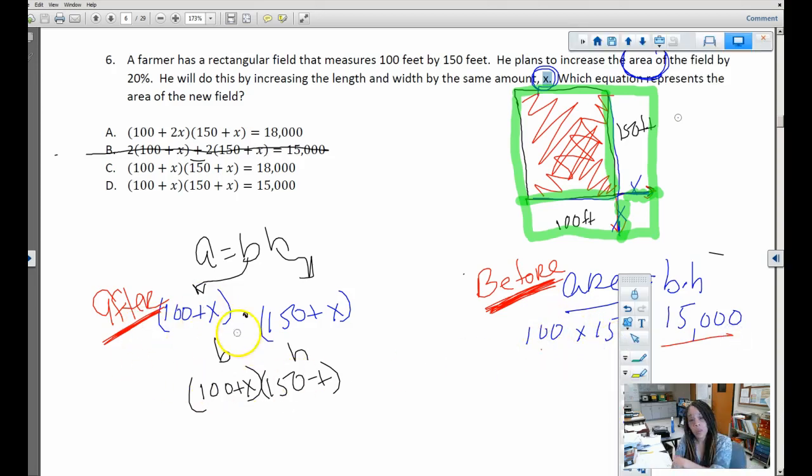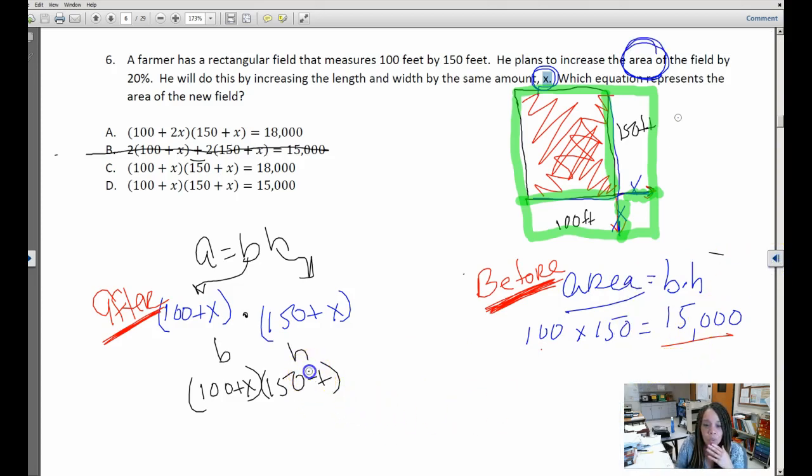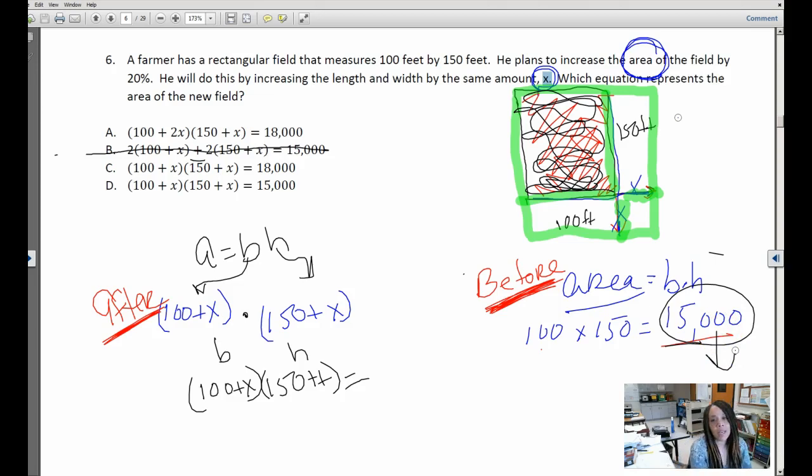After, we got to add that 20%. So we're here, we got 100 plus the X, 150 plus the X. I have a little typo there. But there's one more element we need to come up with. Equals what? Is it equal to this 15,000? Well, 15,000, remember, was the first area of the first rectangular farm. So we have to take this number and we have to add 20% to that number. So how do you do that? You're going to take the 15,000.